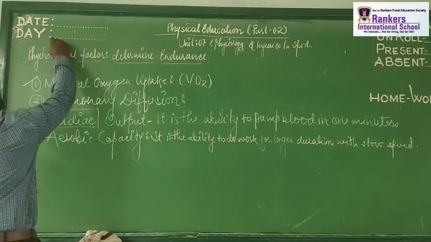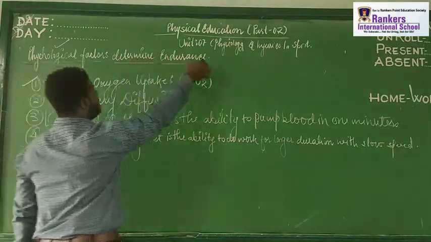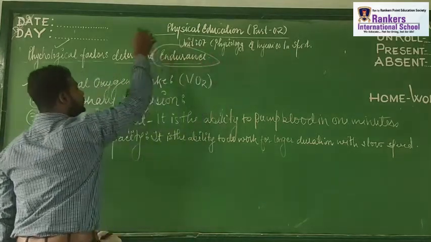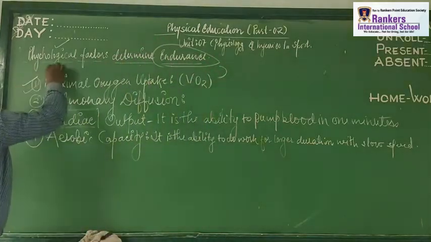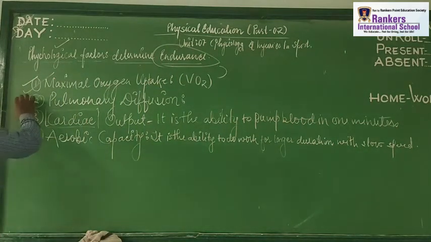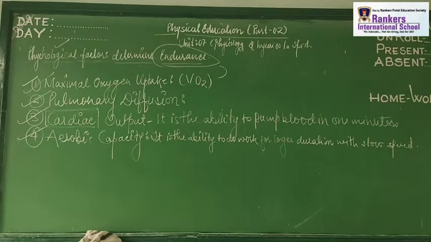We are learning the physiological factors which determine endurance. Your endurance depends upon how much maximum oxygen uptake you have, what your pulmonary diffusion rate is, what your cardiac output is, meaning how much blood is pumped out in a minute, and what your aerobic capacity is. You need to know these points to understand how much endurance you have and what your range is.